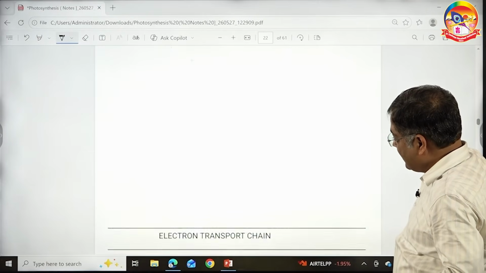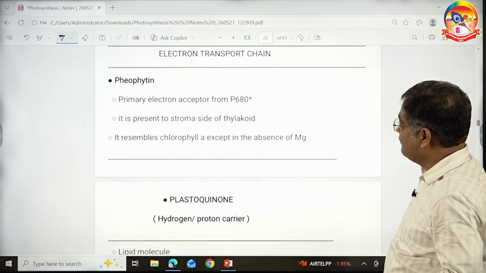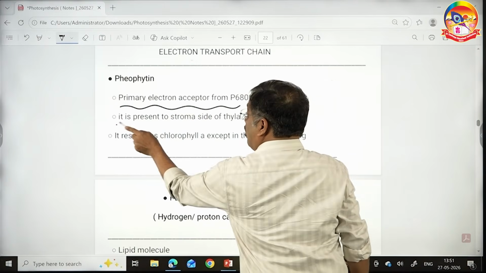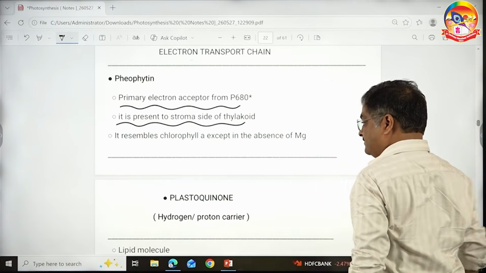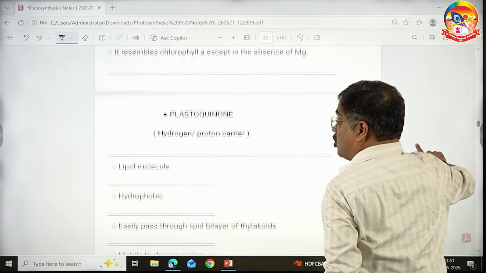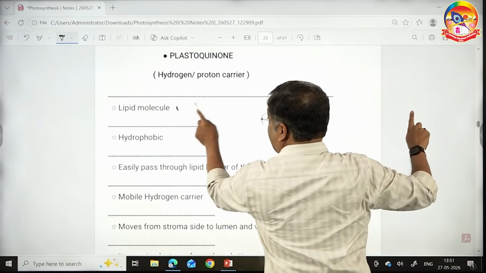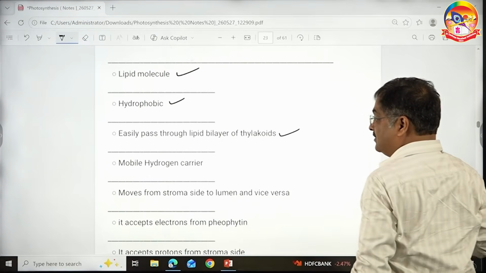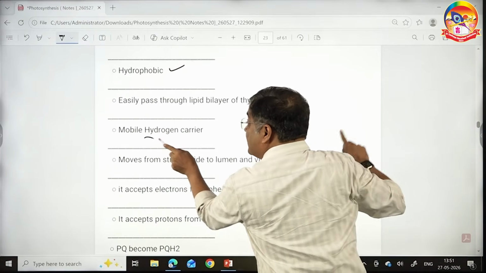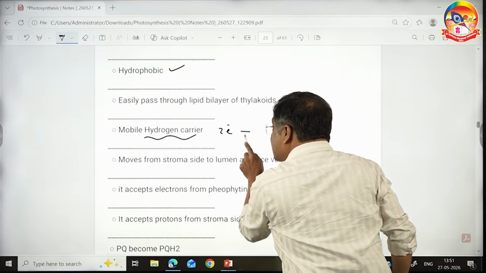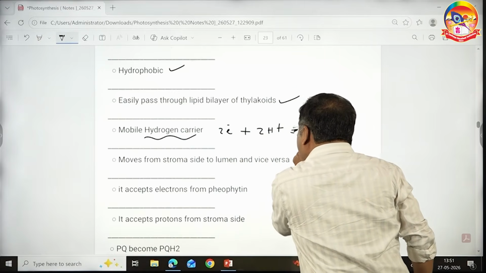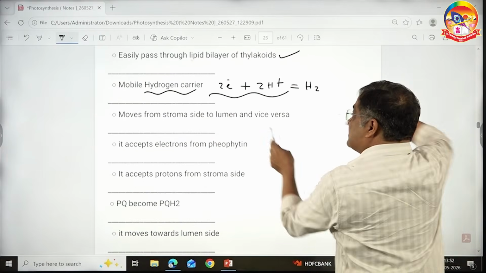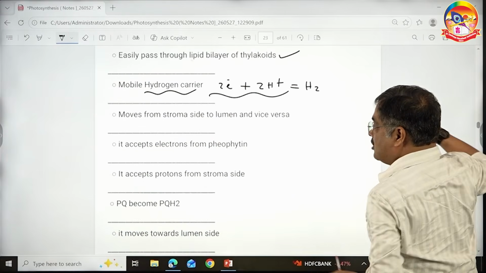What did I write here? I kept one or two white pages. All right, pheophytin. It is the primary electron acceptor, correct? It is present on the stroma side of the thylakoid, correct? Then plastoquinone, very important. It is a lipid. It is hydrophobic. It can easily pass through the lipid bilayer. It is a mobile hydrogen carrier because it accepts electrons and it accepts protons. Therefore, hydrogen. It is a mobile electron carrier. It moves from the stroma side to the lumen side.